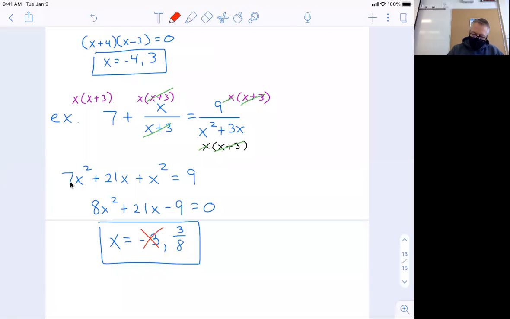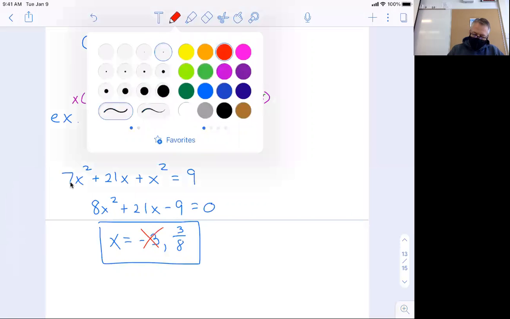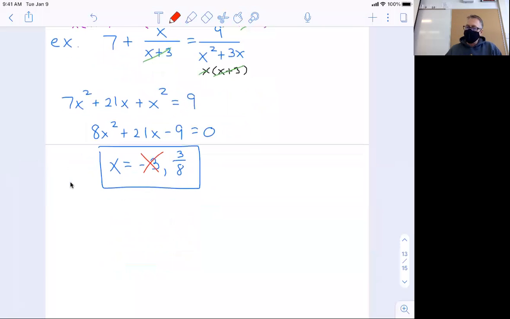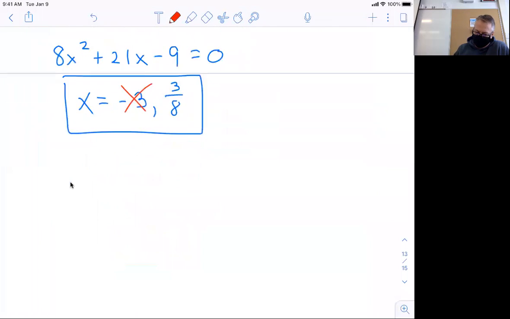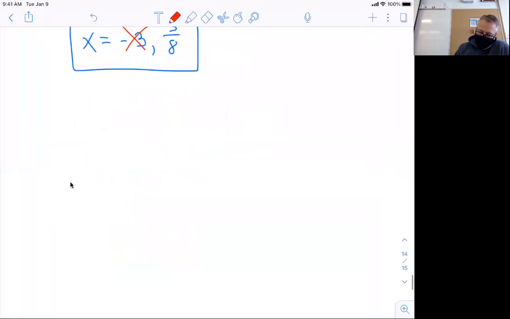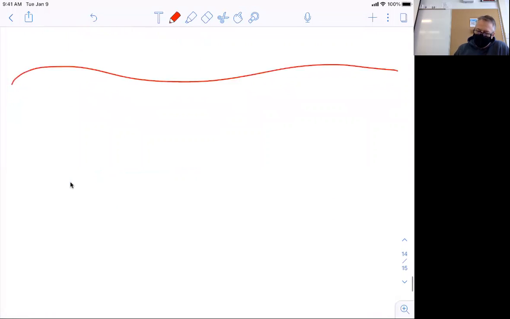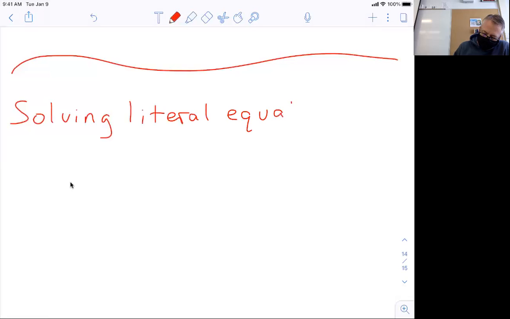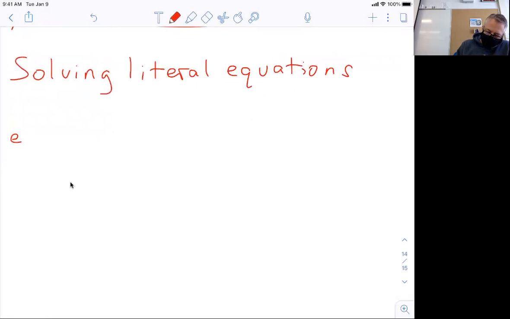All right, so today we are going to start off by solving literal equations. What that means is it just means it has a bunch of variables. So solving literal equations. For example, and you'll see these equations from time to time.